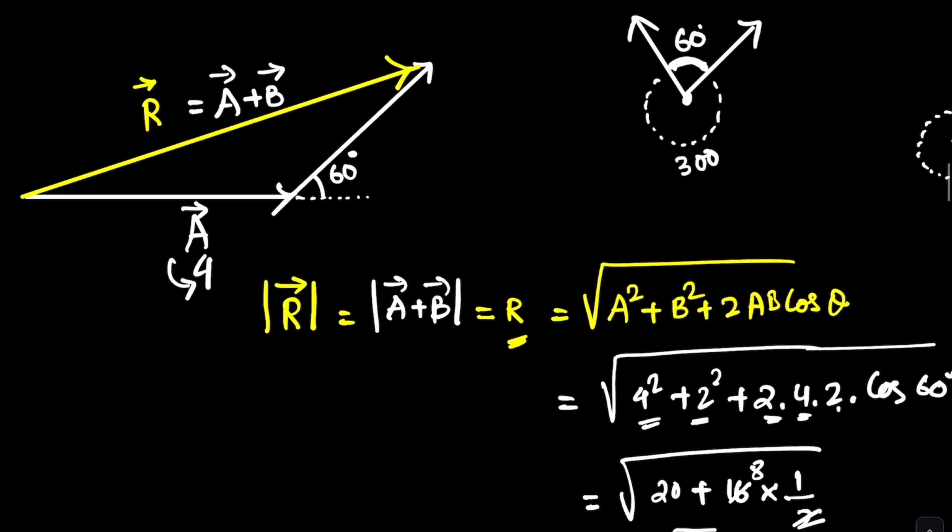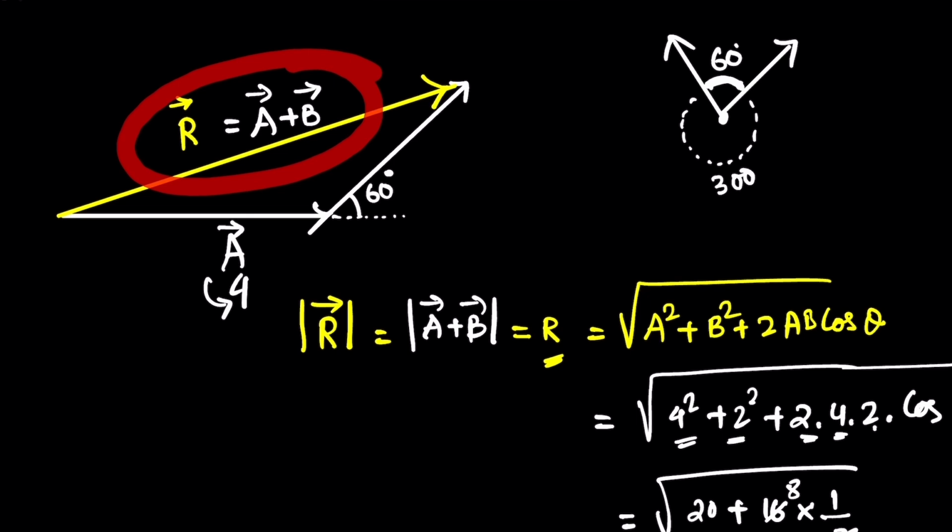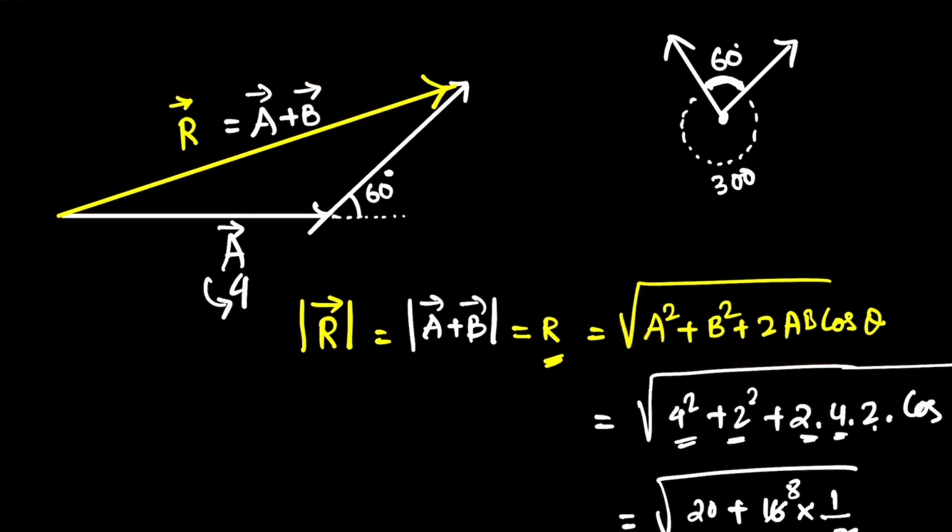So long story short, the triangle law: you complete the triangle, and the third side gives the resultant value. That is the formula. Here theta is the smaller angle between the two vectors. To name this, theta represents the smaller angle, not the larger angle. That's about the triangle law.